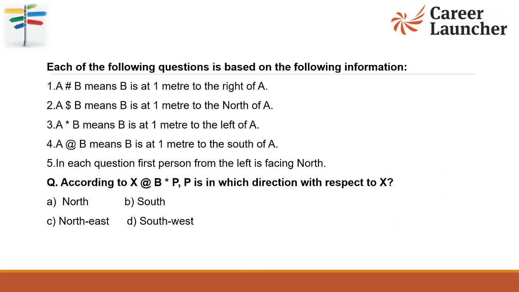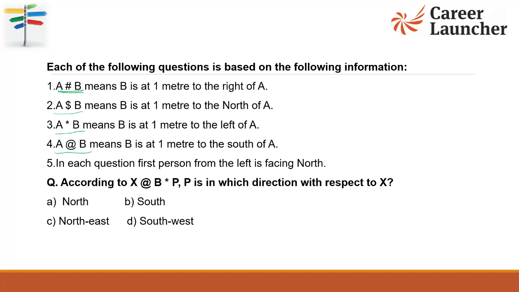There are a couple of new types of questions which are like coded questions, where the concept of directions has also been mixed in. So this is one such example, and it has been asked in a couple of exams. Let's have a look at that. A hash B means B is 1 meter to the right of A. A dollar B means B is 1 meter to the north of A. A star B means B is 1 meter to the left of A.